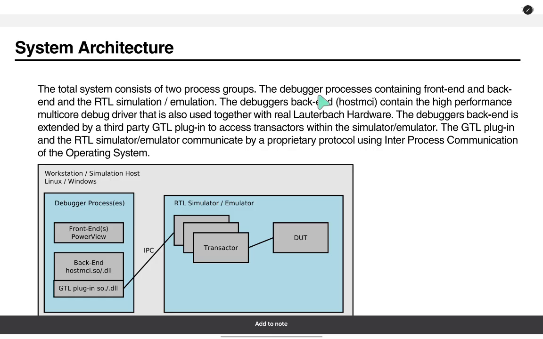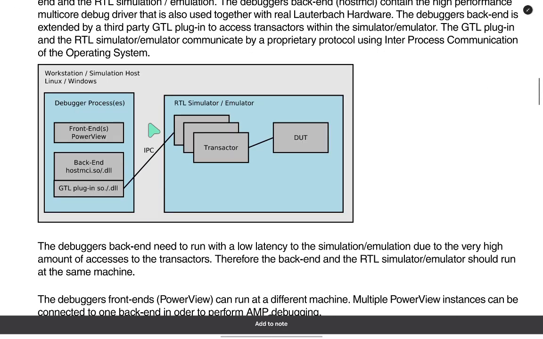The debugger's back-end hosts the MCI and contains a high-performance multi-core debug driver that is also used together with the real hardware. The debugger's backend is extended by the third-party GTL plugin to access transjectors within the simulator or emulator. The GTL plugin and the RTL simulator and emulator communicate by proprietary protocol using inter-process communication of the operating system.